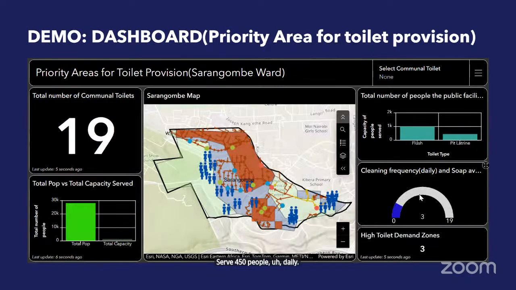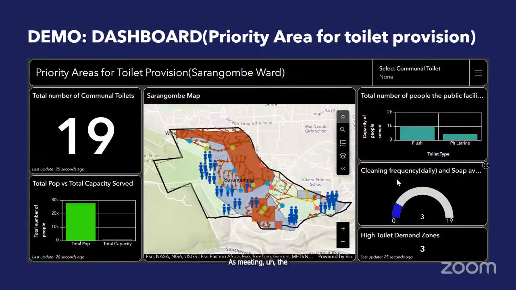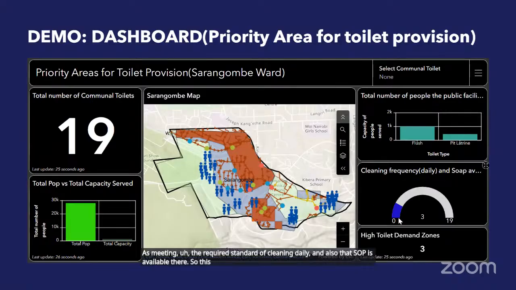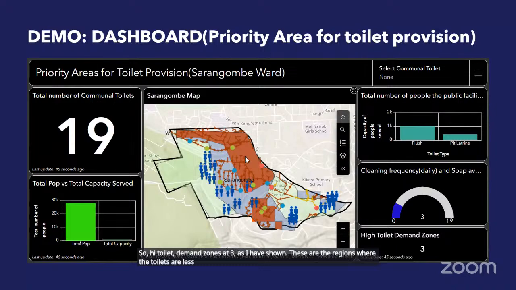For cleaning frequency, we have this gauge here that shows that out of the 19 toilets in Sarangombe, only 3 are meeting the required standard of cleaning daily, and also that soap is available there. So this can help even NGOs and community leaders to bridge this gap and avoid public health risk. High toilet demand zones are 3, as I have shown. These are the regions where the toilets are fewer and the number of people is very high.